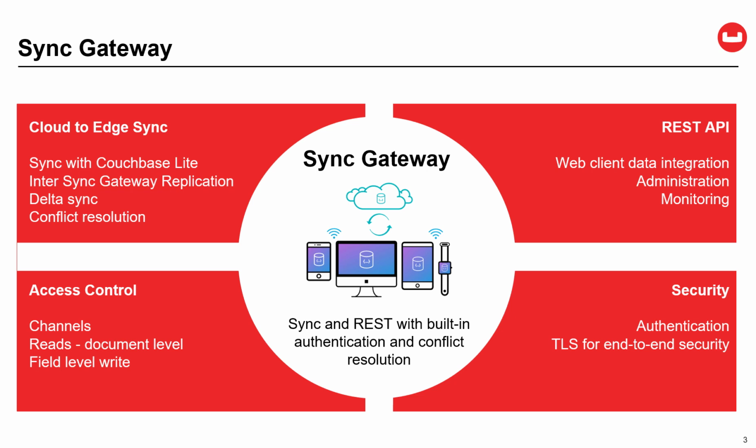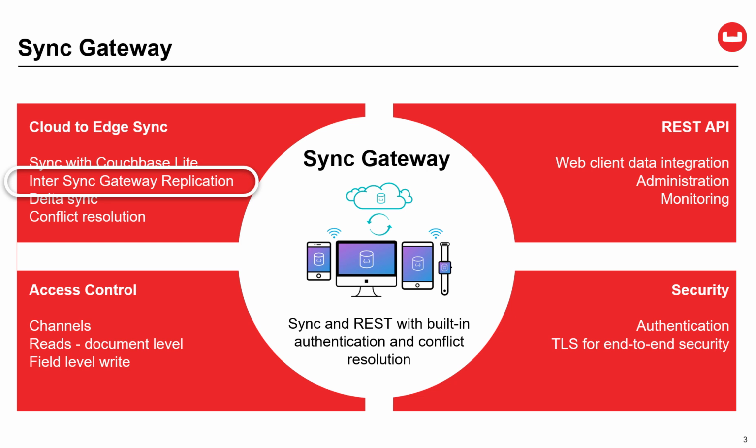Sync Gateway also provides REST APIs that allow web clients to access sync data, as well as administrative APIs for working with deployment configurations and monitoring performance and event statistics. Access control is fine-grained, with channels for data segregation, read access control at the document level, and write access control at the field level. And for security, Sync Gateway handles user authentication and over-the-wire TLS encryption for edge devices, REST endpoints, and web clients.